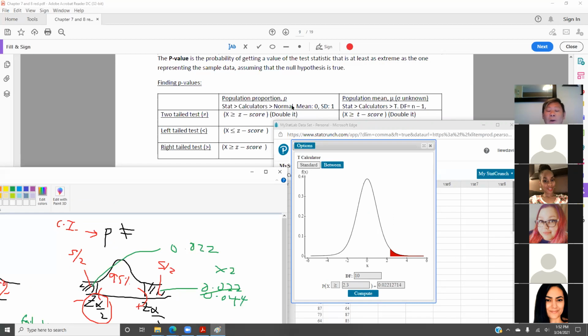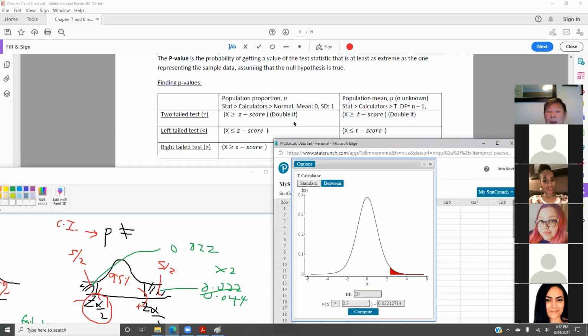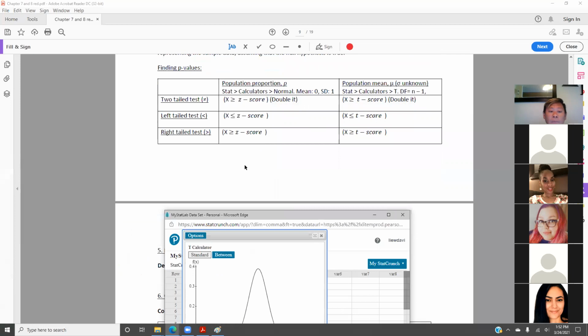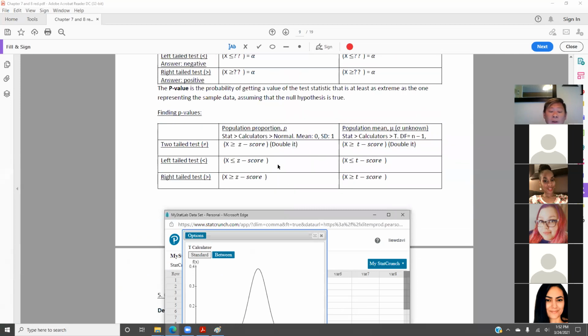So this only happens when you have a two-tailed test. You find the probability and you have to double it. Otherwise, if it's a left or right tail, that is your answer. Okay, so this is how you find the p-value. How do you find the p-value in this case?